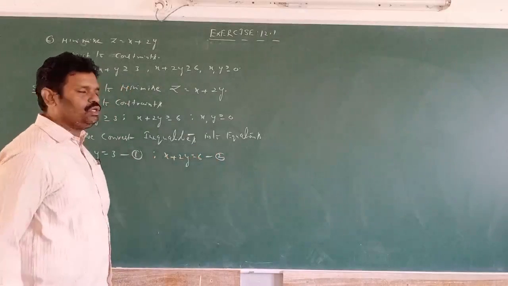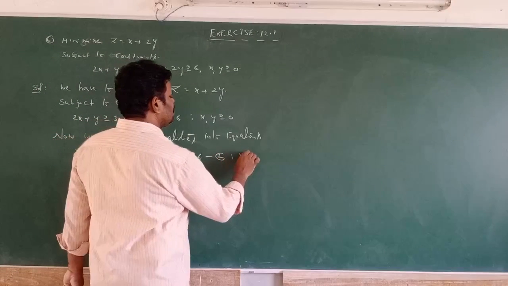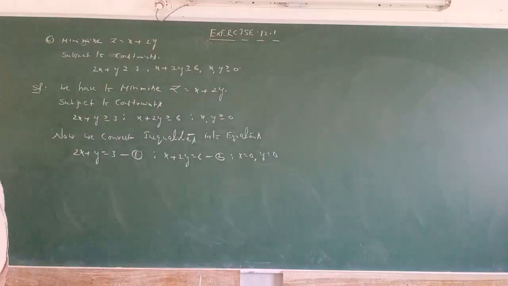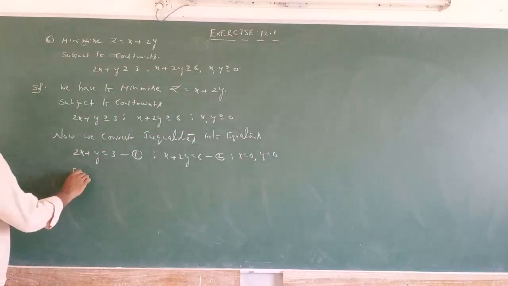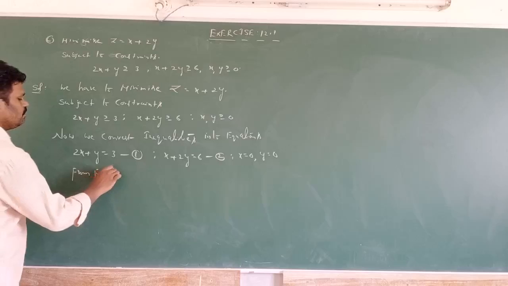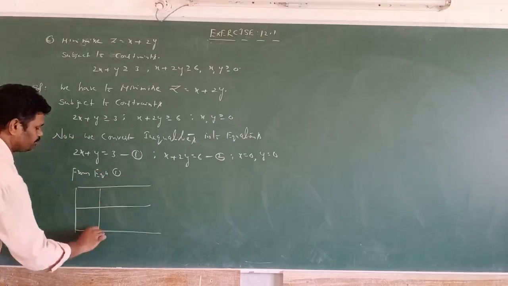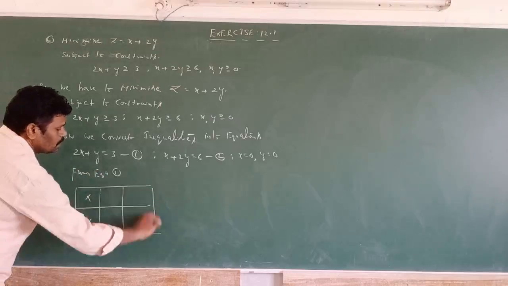This is equation 2. And next one, what? x is equal to 0 or y is equal to 0. These are the line equations. Now from equation 1, if you want to find out the coordinates and draw equation 1, it is simple: the x, y values. Now what do we find out here?